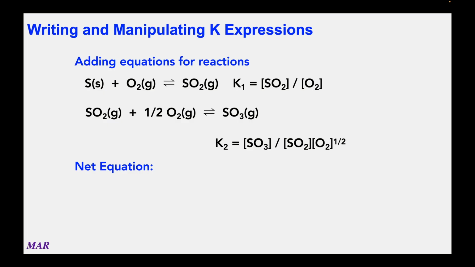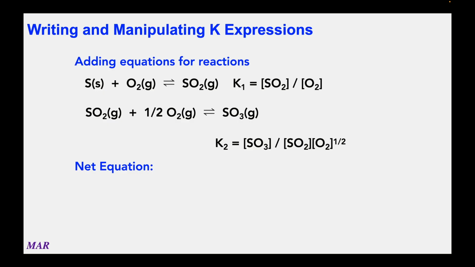K2, products divided by reactants. So for K2, the second expression, it would be SO3 divided by SO2 times O2 to the 1/2 power. So raising the stoichiometry in this case gives a raise to the 1/2 power. That's like taking the square root of the O2, by the way.